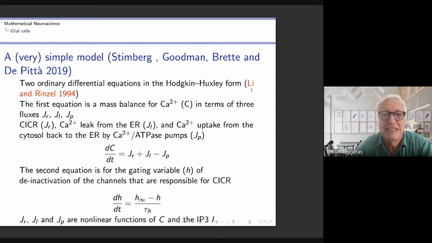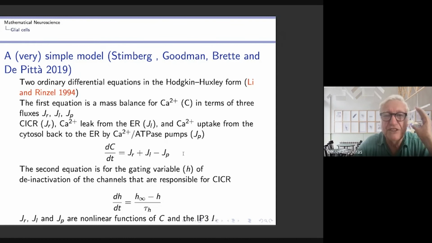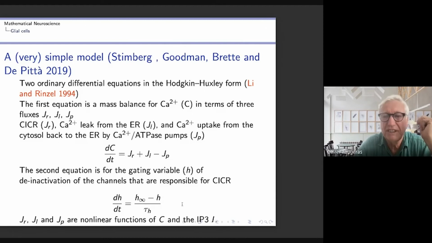So the first equation, this one, gives the calcium concentration in the astrocyte. And it's a mass balance between three fluxes: J_R, CICR, the leak from ER, that's J_L, and J_P, which is the uptake from the cytosol back to the ER. So it's just a mass balance. The second equation, you recognize it, it's a deinactivation of the channels, which are responsible for CICR. So it's the usual dh/dt that we had before.